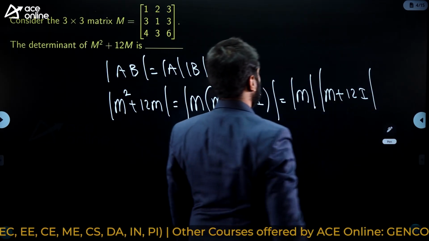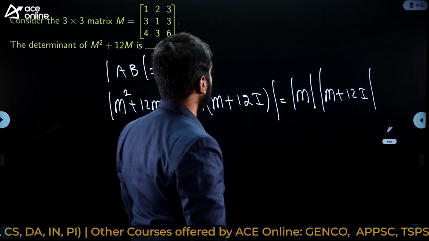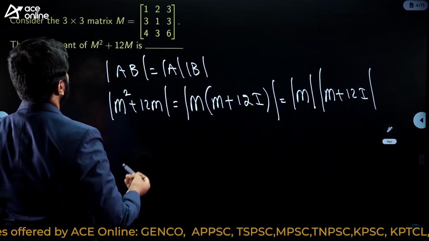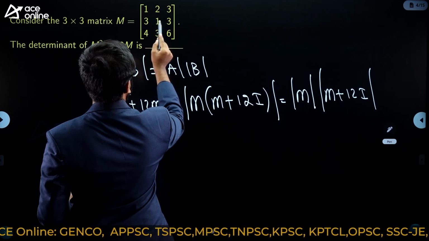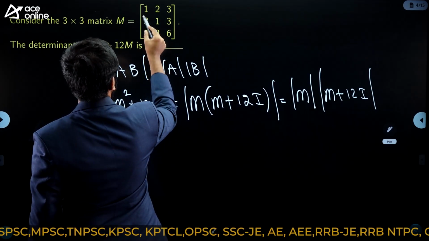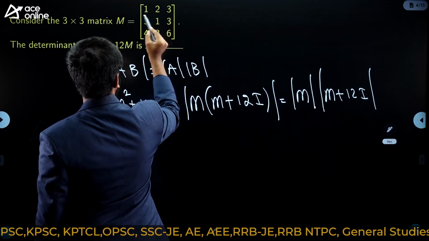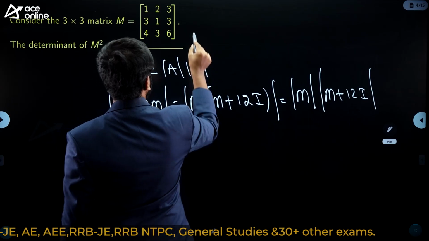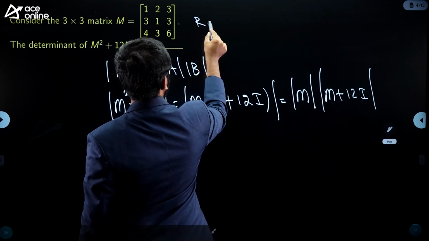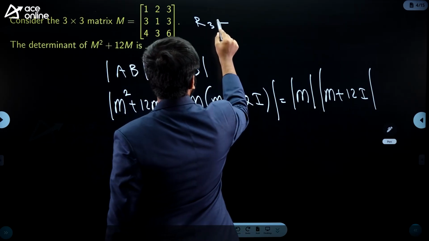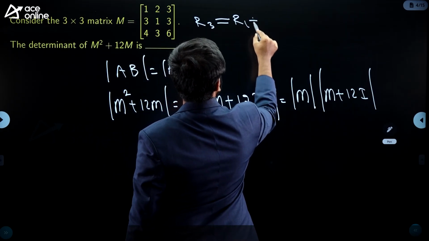So what next? Let us examine what is the determinant of M. Let us observe the elements of M. Here we have 1, 2, 3, 3, 1, 3, 4, 3, 6. If you carefully observe, if you add this and this, what is 1 plus 3? It is 4. 2 plus 1 is 3, 3 plus 3 is 6. So what we have observed is that R3 is equal to R1 plus R2.